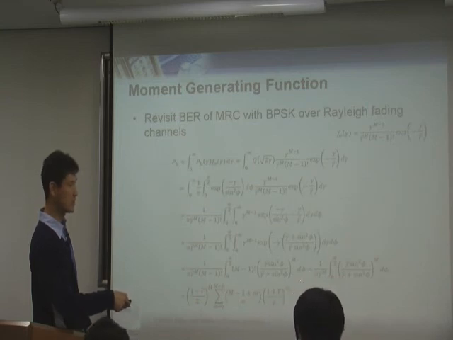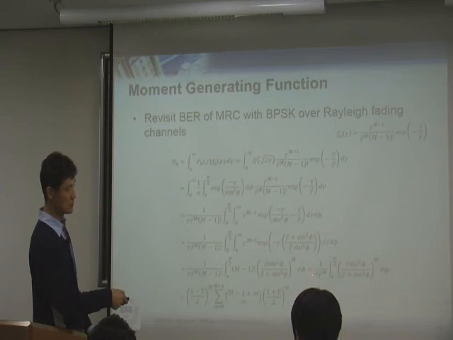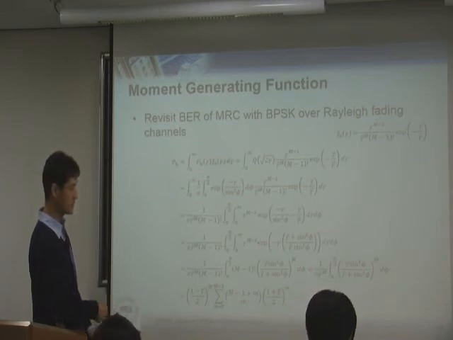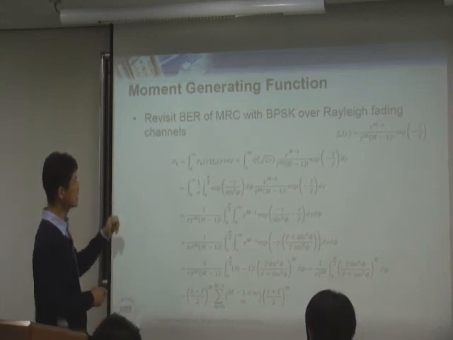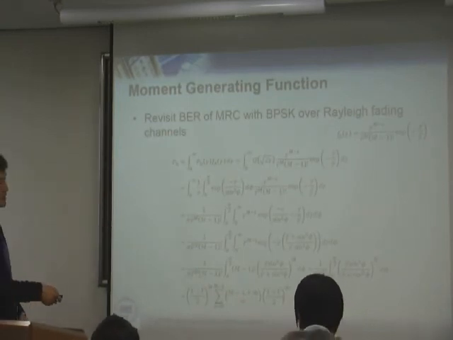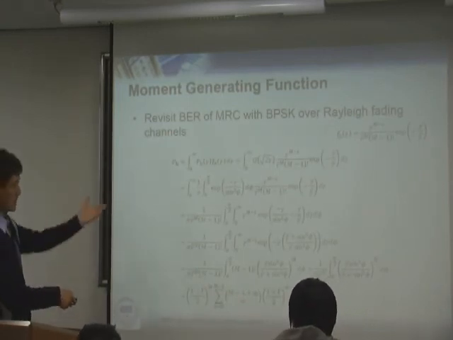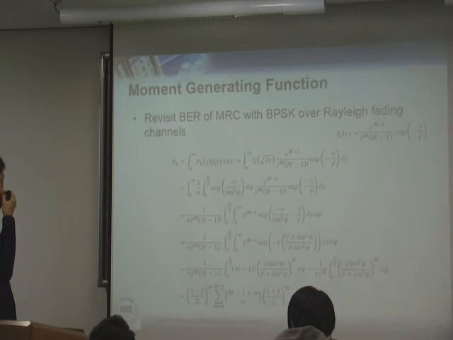Once we have this one, then again you can look up the book, in some appendix chapter. That chapter shows you the exact closed form of this integral equation. That happens to be this one. That's how we get this. So if you go back to the previous slide with the MRC, you see this one. Okay, we get exactly the same BER result using the MGF, moment generating function.